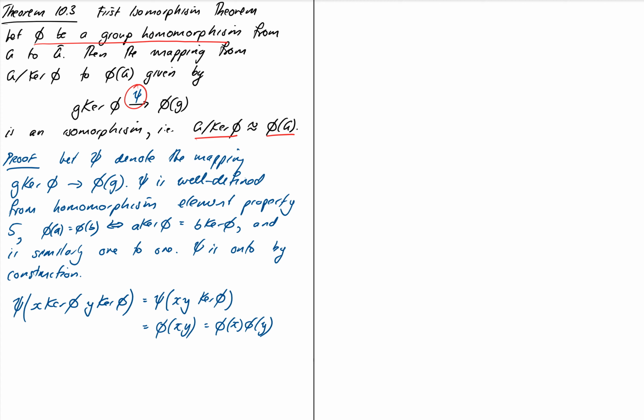And then phi of xy, well, that just equals, let's give us a little more space, we'll go over here, that's going to equal psi of x kernel phi, psi of y kernel phi. So it's just applying our definition from above, and therefore psi is operation preserving, and hence an isomorphism.